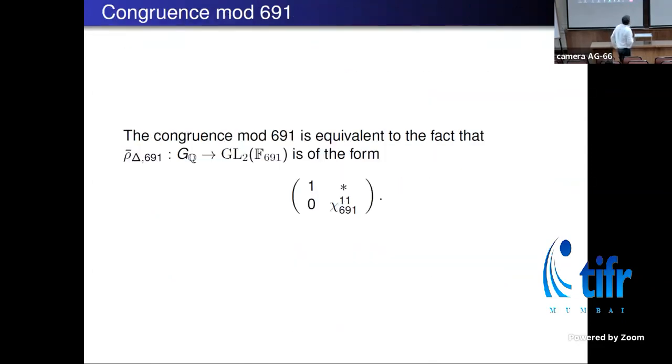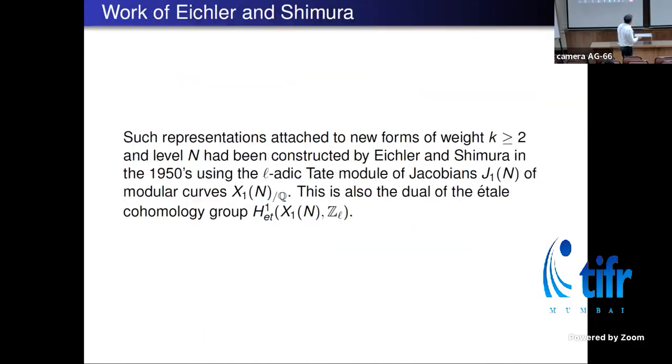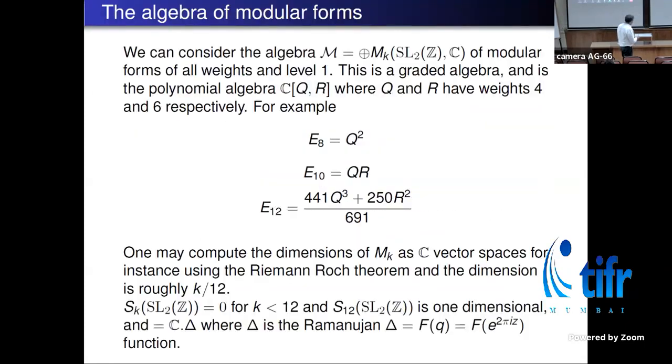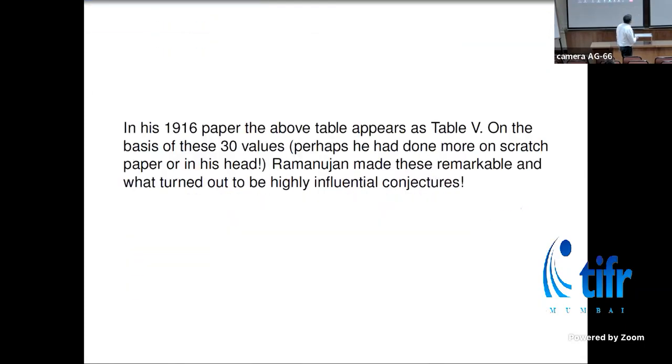Okay. So now the other thing I want to focus on in the remaining half an hour is this congruence mod 691 and how it led to Serre's conjecture. So the congruence mod 691 is equivalent to the fact that if you look at this 691-adic representation associated to... so if I look at L equal to 691 in this L-adic representation.